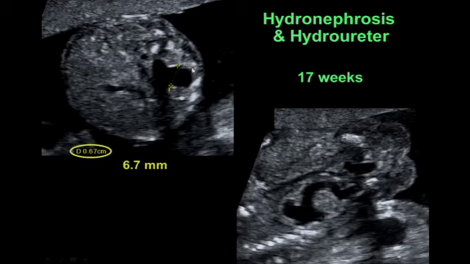We see a dilated renal pelvis in the kidney measuring 6.7 millimeters, but we also see a dilated ureter extending from that dilated kidney down towards the bladder. So the best we can do is diagnose hydronephrosis and hydroureter, and the postnatal studies will find the cause.